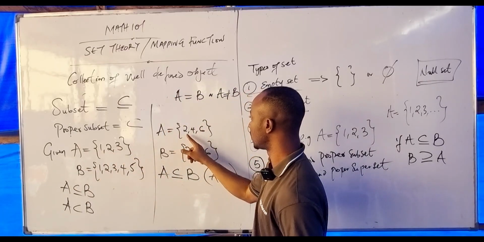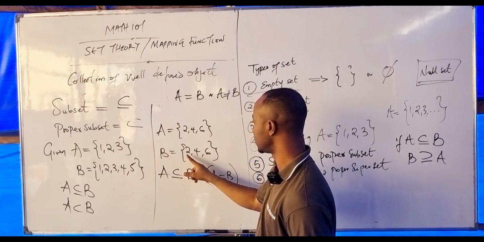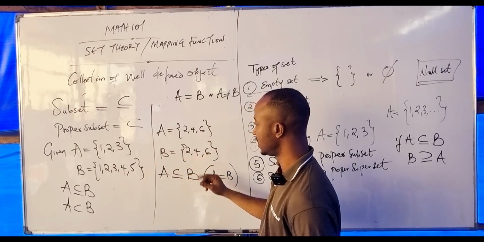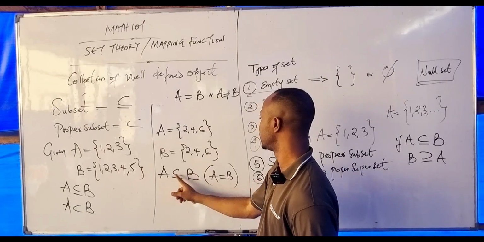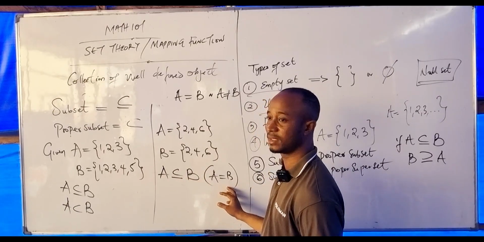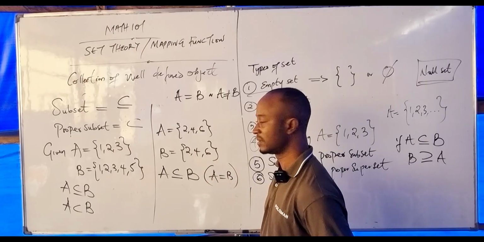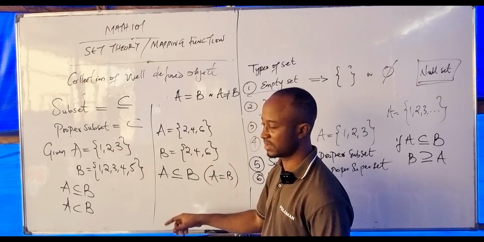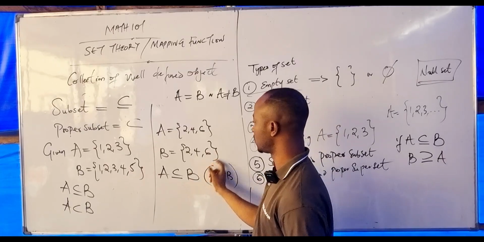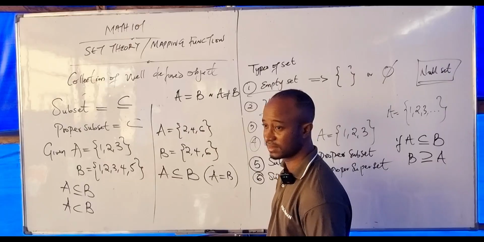Now look at this. If A is 2, 4, 6 and B is 2, 4, 6, we agree that A is a subset of B, because A is equal to B. That also implies, you can tell me, that B is a superset of A, because B contains every element in A. Is that clear?